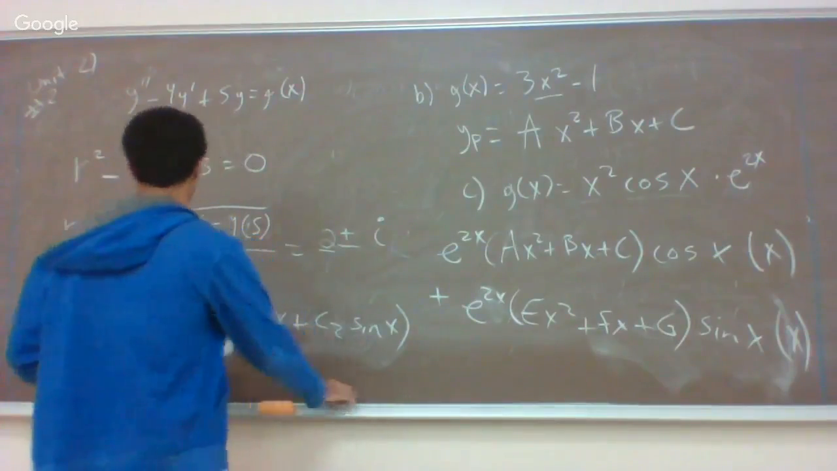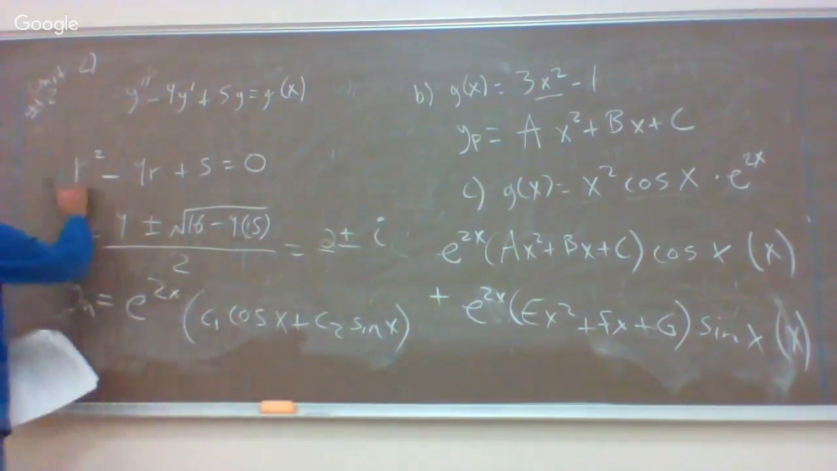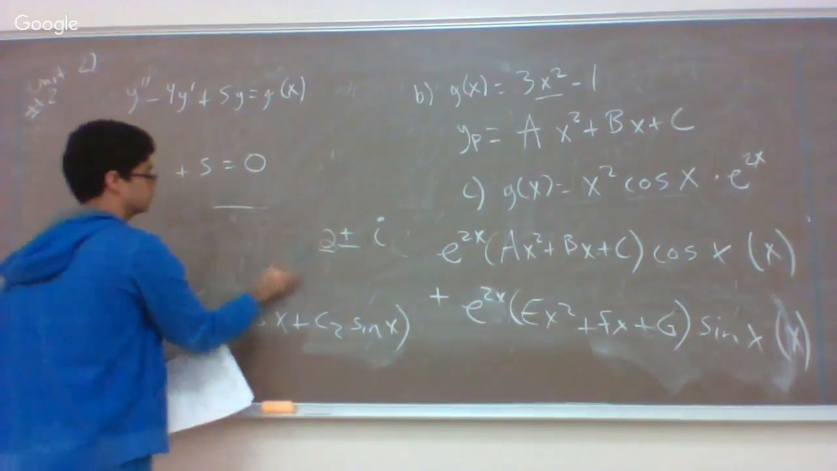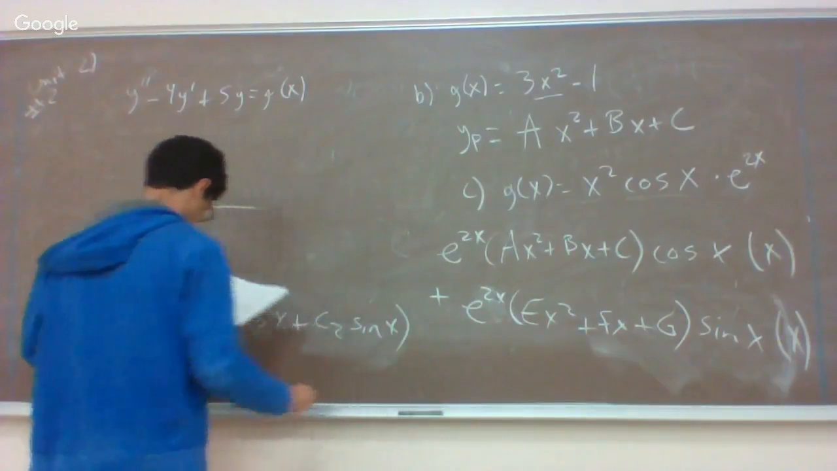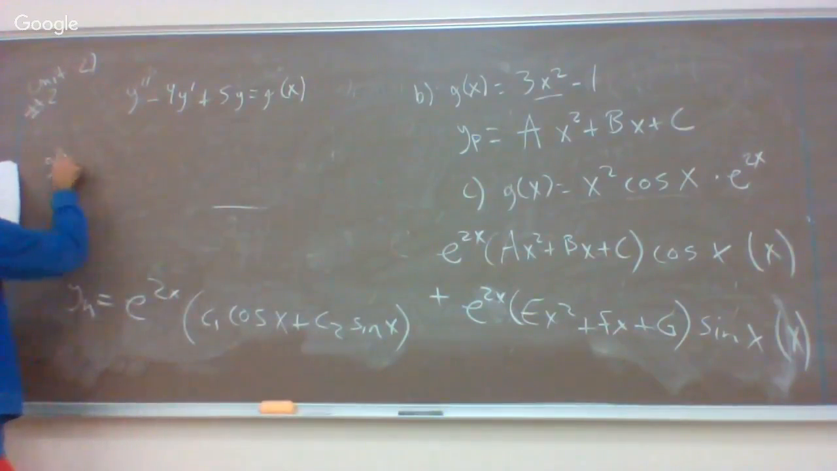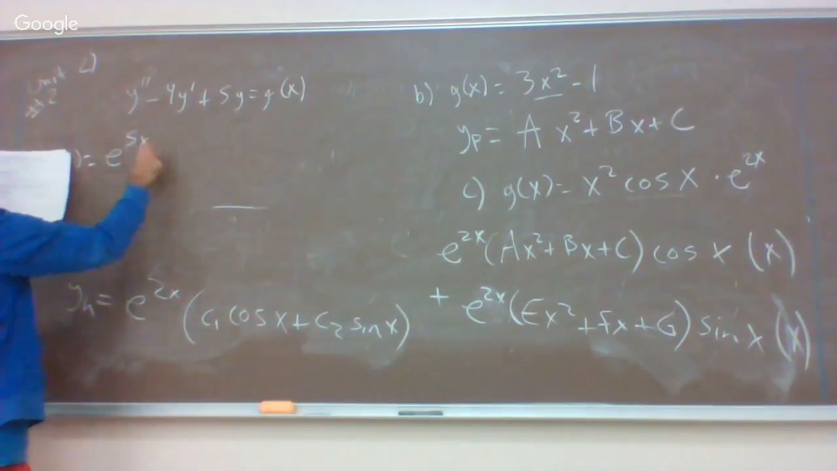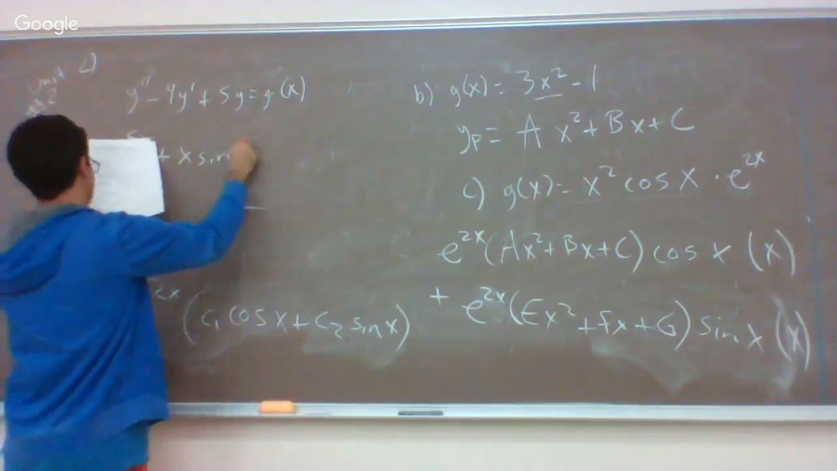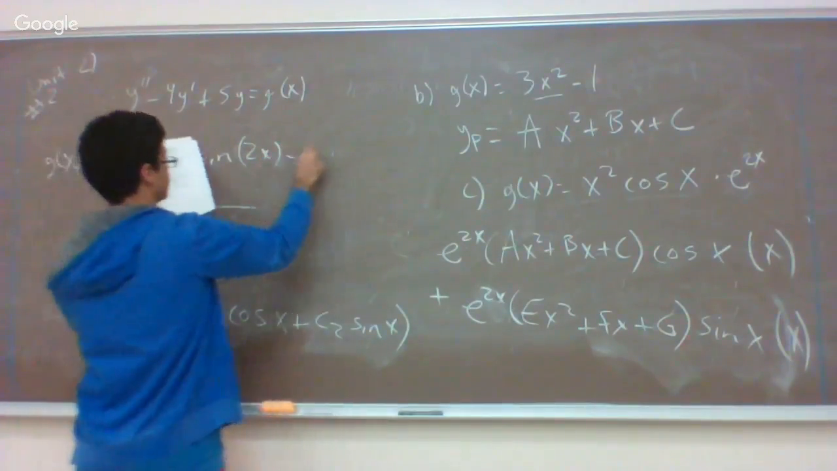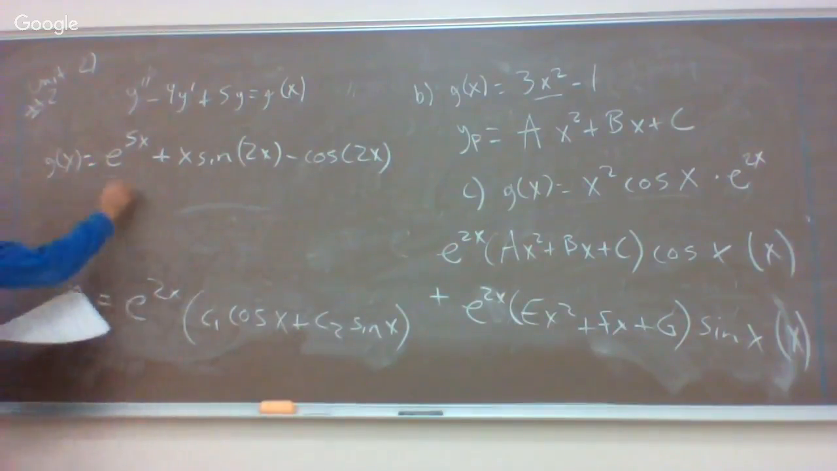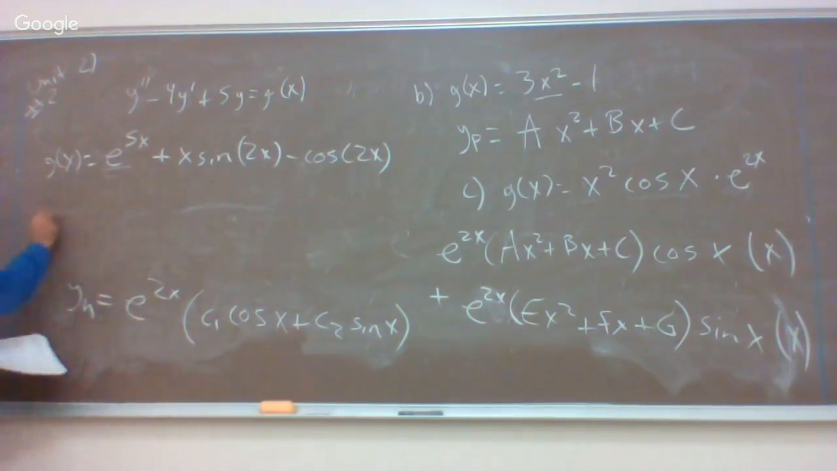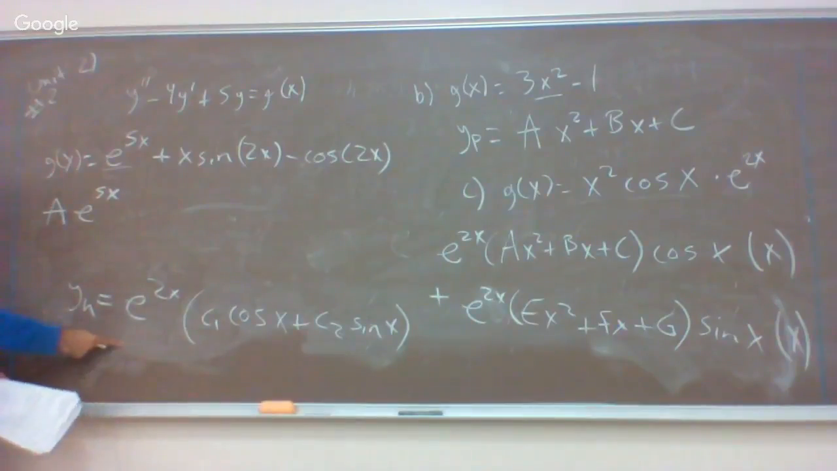Okay, let's do one more. Our g of x is equal to 5x plus x sine of 2x minus cosine 2x. Okay? So we look at the first component. I have e to the 5x. Then I write a times e to the 5x here. None of it matches in the homogeneous solution, so we're good there.